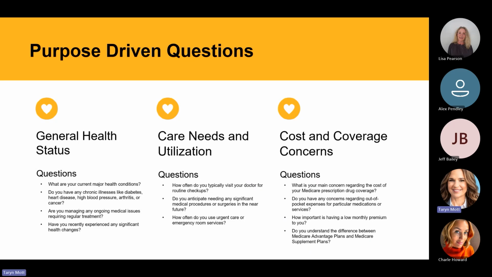Care needs and utilization. How often do you typically visit your doctor for routine checkups? That's on the first page of Sunfire. When Charlie gives you a training through our tools and resources, you'll see that. They do that so that they can determine, are they a high utilizer or a low utilizer? And that also helps us look at the maximum out of pockets and also decide if HMO or PPO would be better for them. How do you use your urgent care or emergency room services?